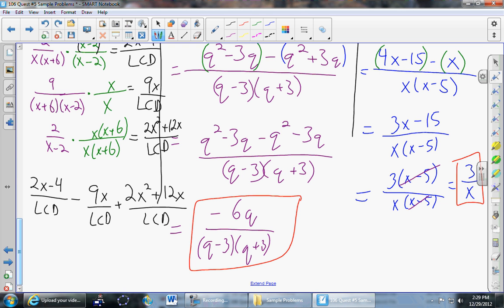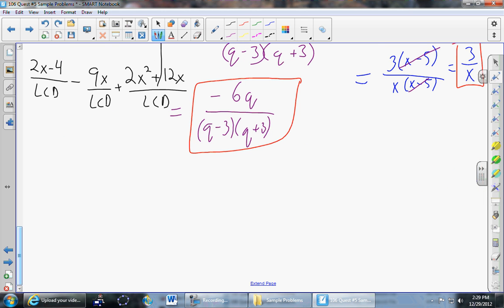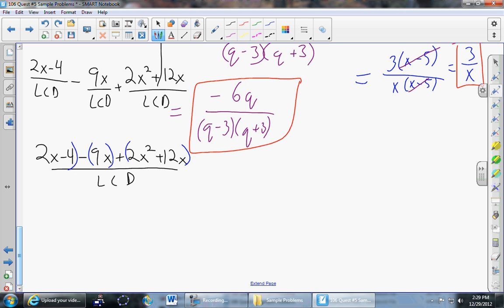And now we get to just start combining like terms upstairs. Again, you don't need to put this step, but I'll write it. Making one big fraction, 2x minus 4 minus 9x plus 2x squared plus 12x. Do I need parentheses? Well, they aren't going to make any difference in this problem, but it's not a bad idea to just put them every single time. All those numerators need the grouping symbols a lot of the time.